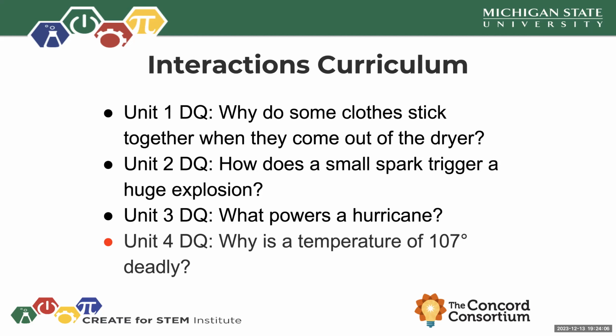And then Unit 4 goes into why a temperature, and this unfortunately is in Fahrenheit, of 107 degrees Fahrenheit is so deadly to living creatures. Every mom and dad knows that when your child's temperature starts to reach a certain point, you have to really worry because they can die. So Unit 4 really gets into that issue.